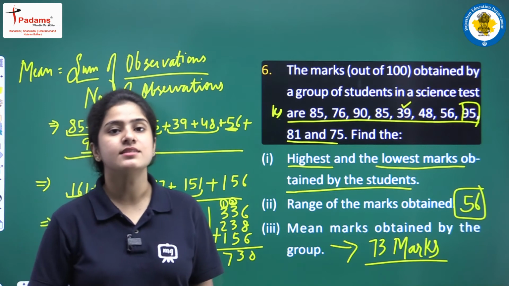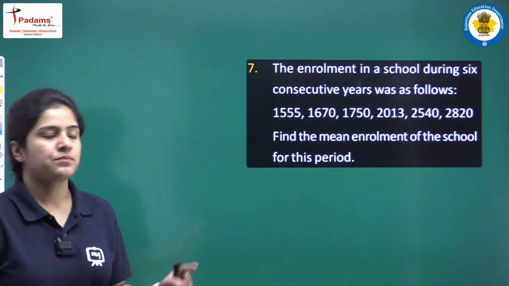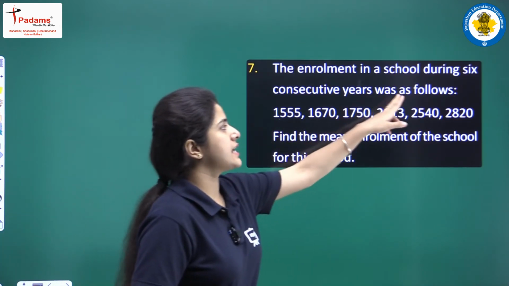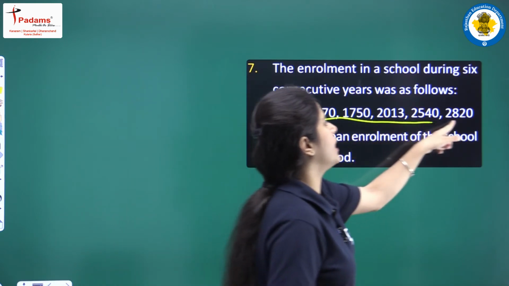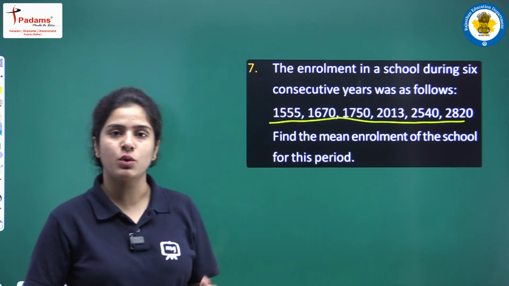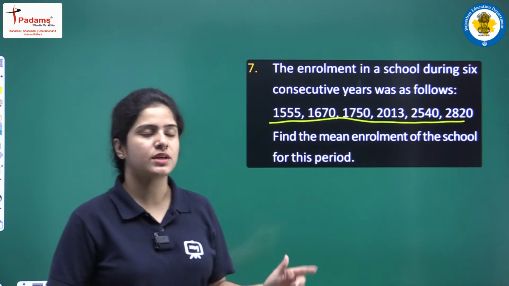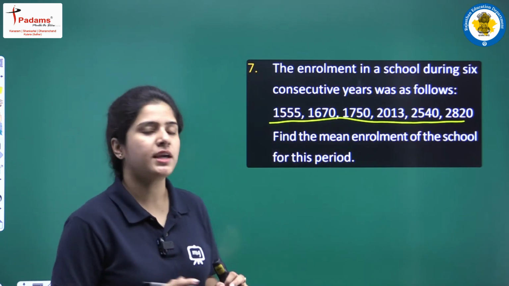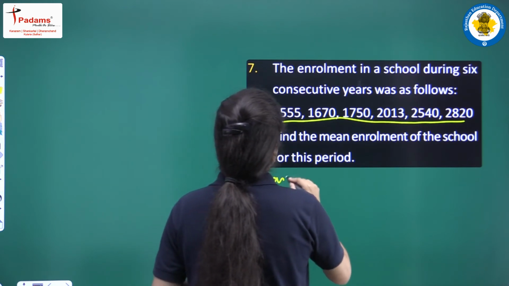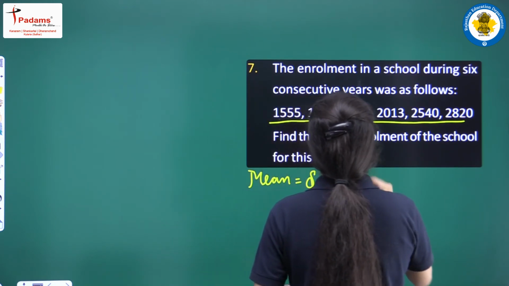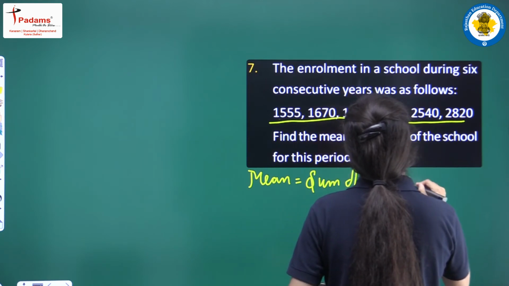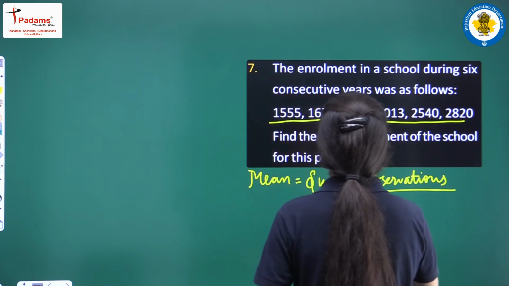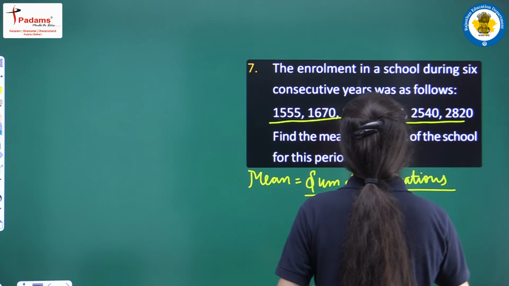Okay. Now students, next question. Question number 7. The enrollment in a school during 6 consecutive years was as follows. These are the enrollments. Okay, students, this is the enrollment of a school for 6 consecutive years. Alright, students, find the mean enrollment of the school for this period. So we need to find out the mean. Mean is equal to sum of observations upon the number of observations. Alright, students.